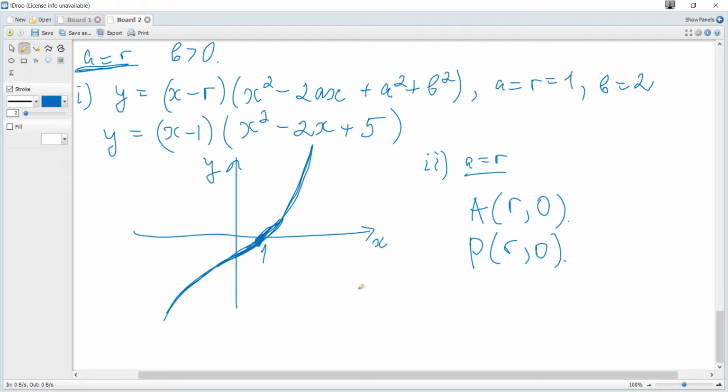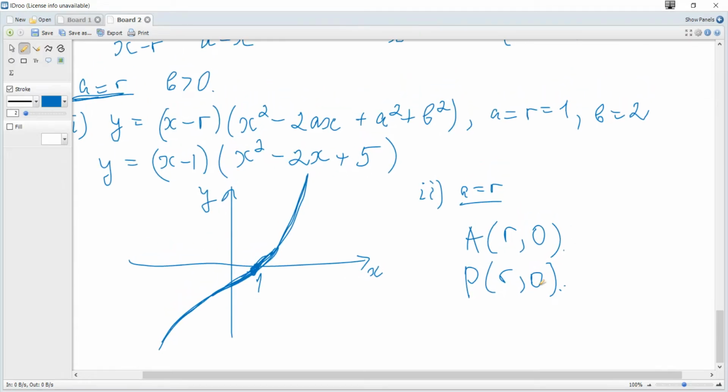So the last question, for a is r, state in terms of r the coordinates of points P and A, 1 mark. So it's actually the same point, r, 0, and actually you may write it as 1 point because it's the same point. So A has coordinates r, 0 and P has coordinates also r, 0. And that's all for this question.